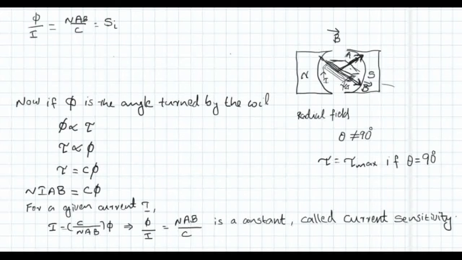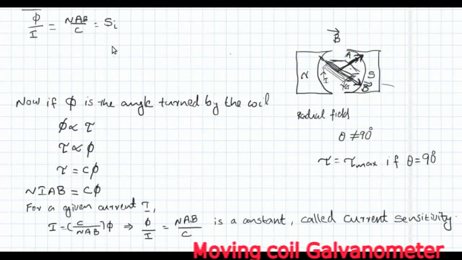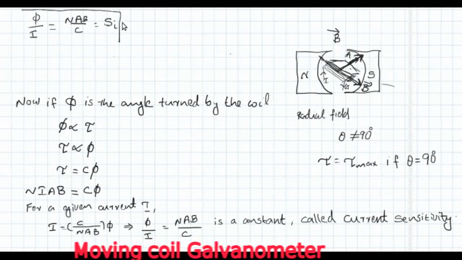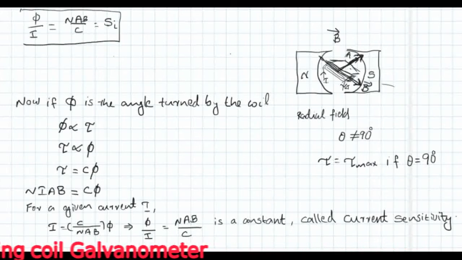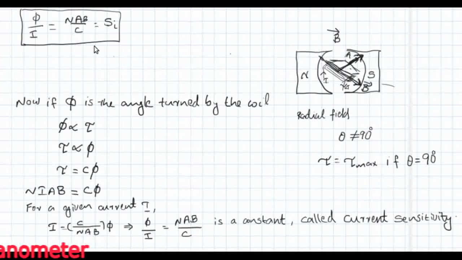So we can define this current sensitivity as the deflection produced per unit current. Current sensitivity of a moving coil galvanometer can be defined as the deflection produced in the galvanometer when unit current is passed through it. So it is the deflection phi produced when a unit current I is passed through it. Normally we use SI as the symbol of this current sensitivity.